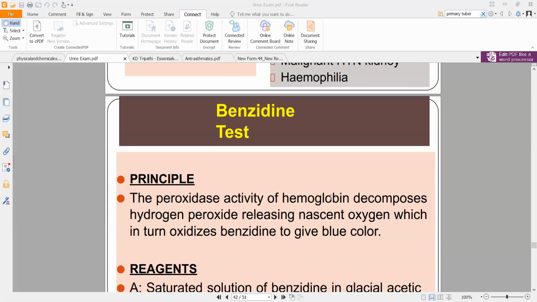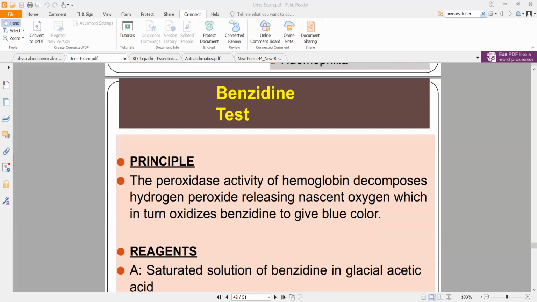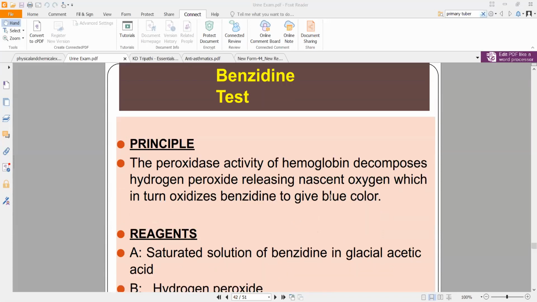All right. Now, how do you test for all of this? Now, those were the causes. How do you test for blood or RBC in urine? What you do is you'll check the peroxidase activity of hemoglobin. Now, generally, what will happen is the peroxidase activity of hemoglobin, this fellow will decompose hydrogen peroxide, okay, and it will release oxygen. This in turn will oxidize benzidine, giving a blue color. So you will get a change in color, right?